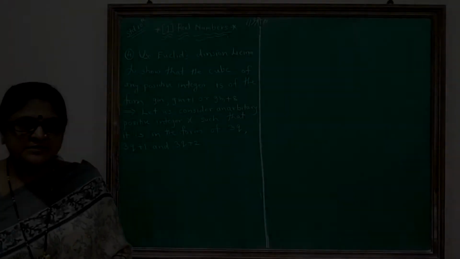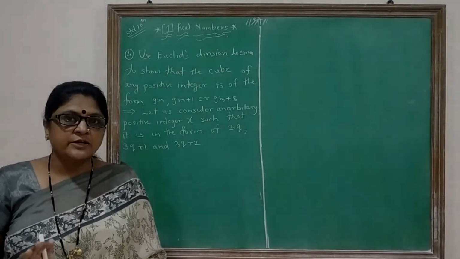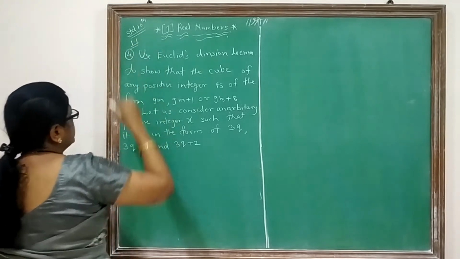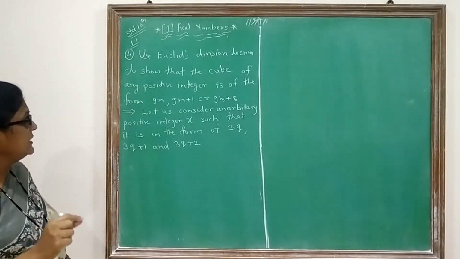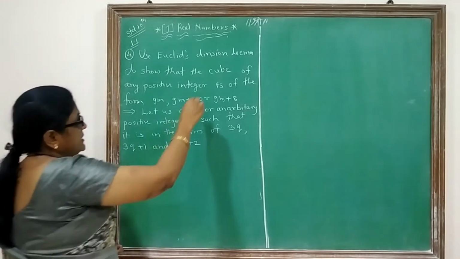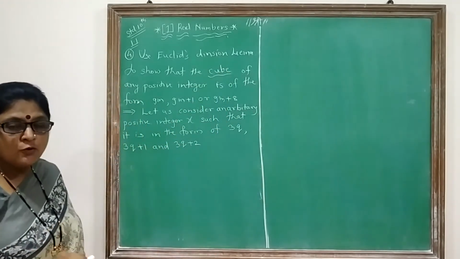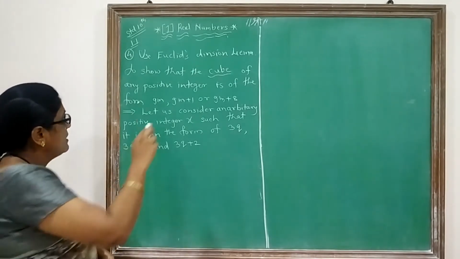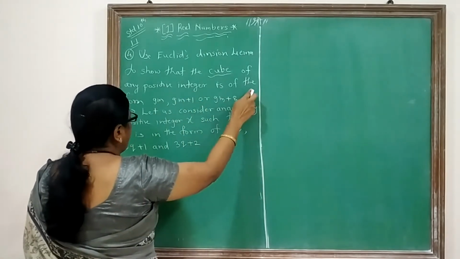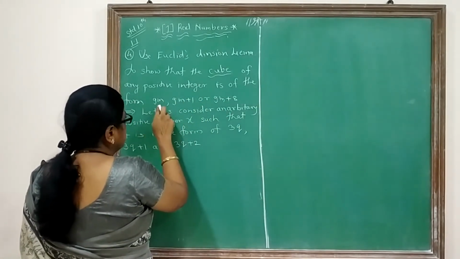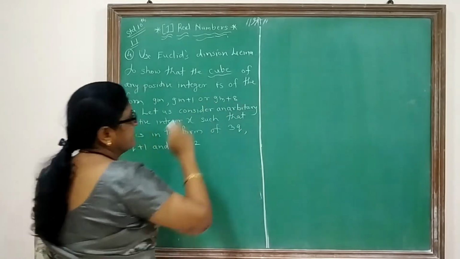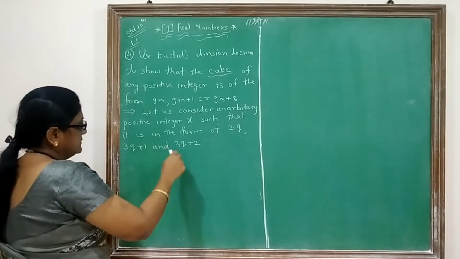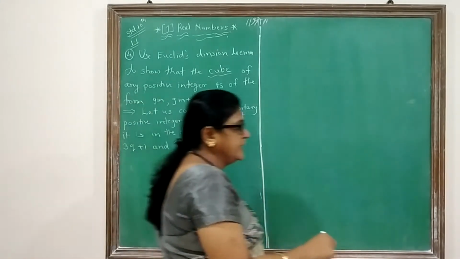Hello students, in the previous lecture we have seen some numericals on the real numbers, and in this lecture we have seen example 1.1. The fourth example is: use Euclid's division lemma to show that the cube of any positive integer is of the form 9m, 9m plus 1 or 9m plus 8. In the third example, where the square was present, what is your hint?